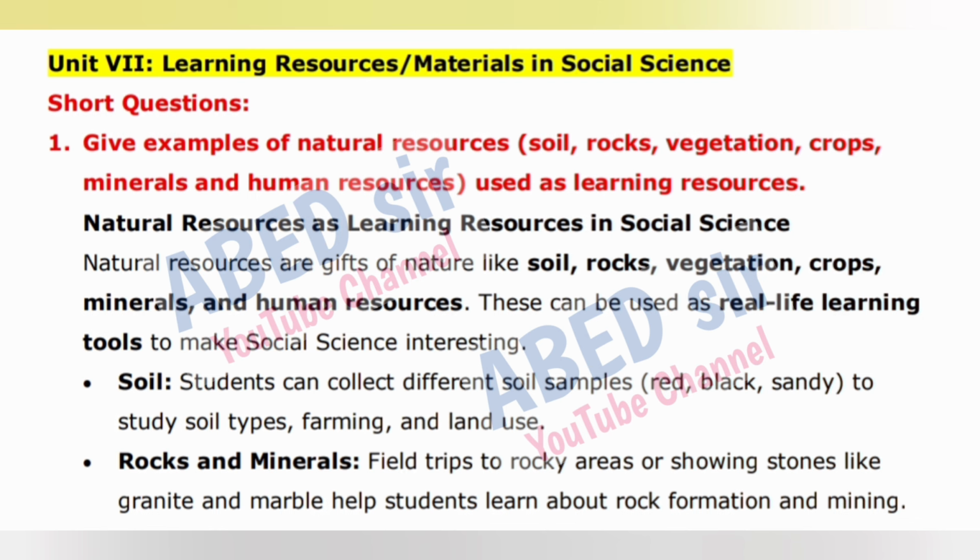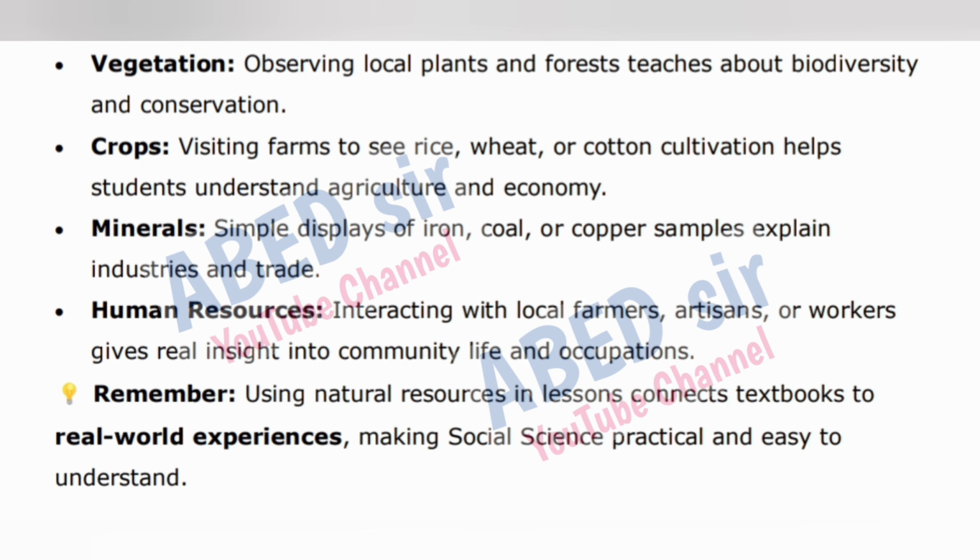Soil: students can collect different soil samples, red, black, sandy, to study soil types, farming and land use. Rocks and minerals: field trips to rocky areas or showing stones like granite and marble help students learn about rock formation and mining. Vegetation: observing local plants and forests teaches about biodiversity and conservation.